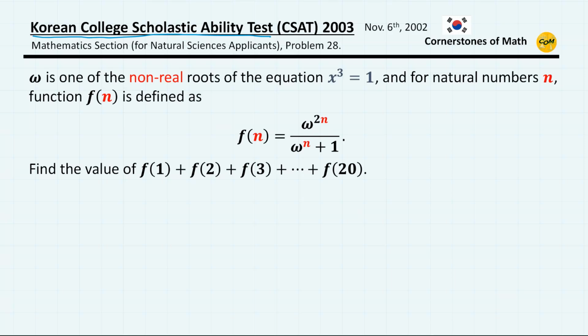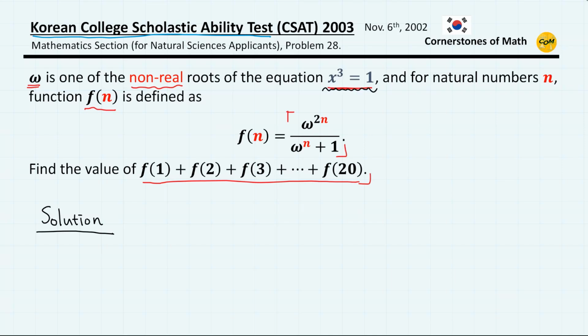Today's problem is as follows. Omega is one of the non-real roots of the equation x cubed equals 1, and for natural numbers n, function f of n is defined as f of n equals omega to the power of 2n divided by omega to the power of n plus 1. Find the value of f1 plus f2 plus f3 plus ... plus f20. Alright, let's see what we can use.